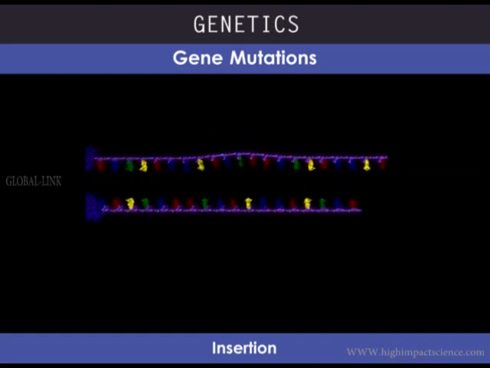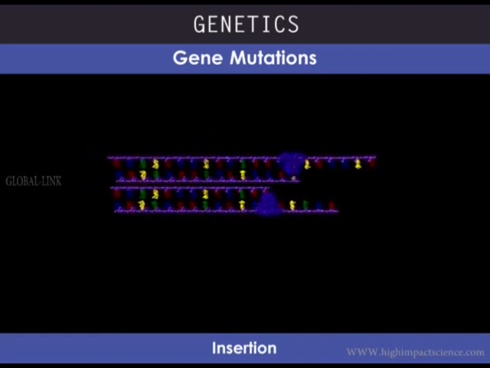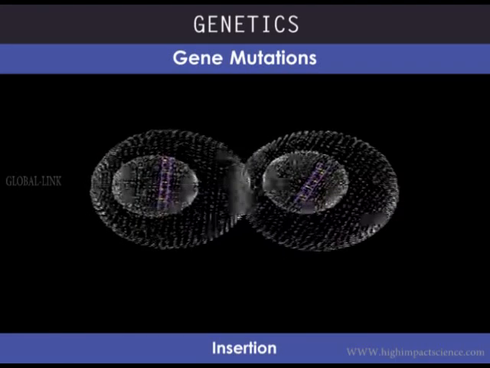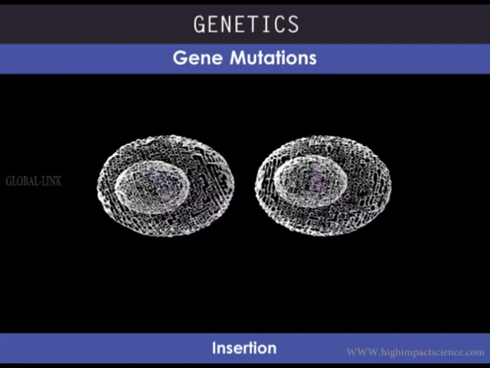After replication during cellular division, one daughter cell will receive a new larger segment of the DNA due to the insertion mutation.